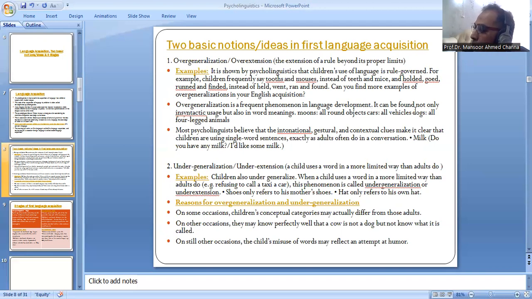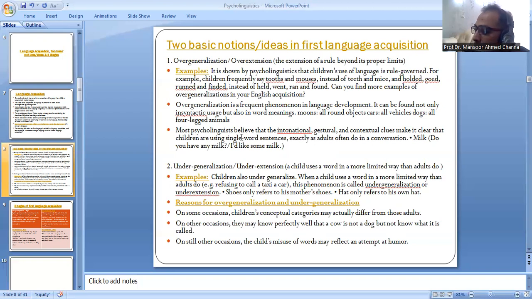It can be found not only in syntactic usage, but also in word meanings: moons, all round objects; cars, all vehicles; dogs, all four-legged animals.